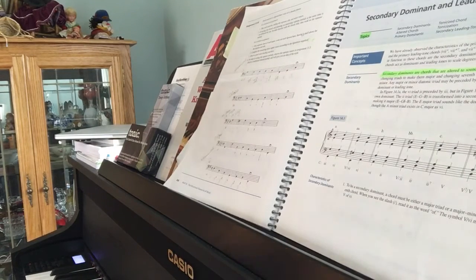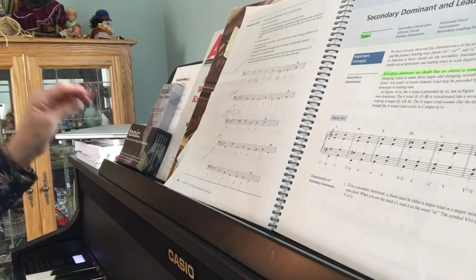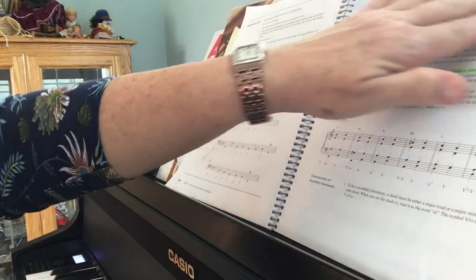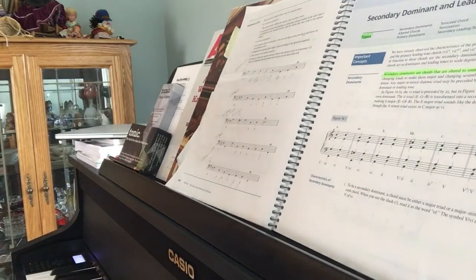Hello, music theory class. This is chapter 14, take 2, because for some peculiar reason, the last time I videoed a lecture on this chapter, it wasn't recording. So looking up at these words, I'm going to try to go through the chapter explaining what those are.